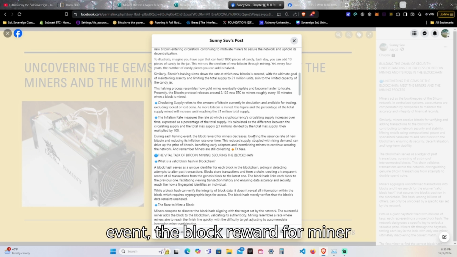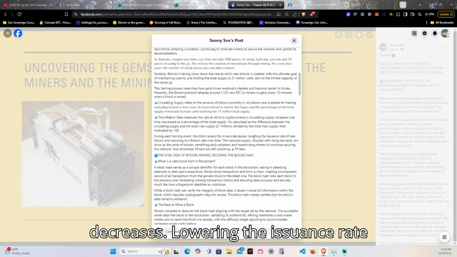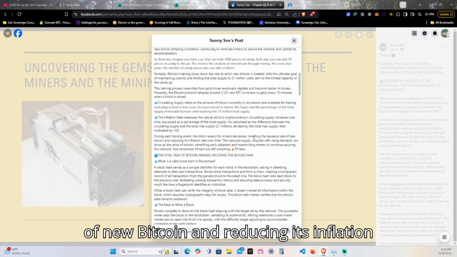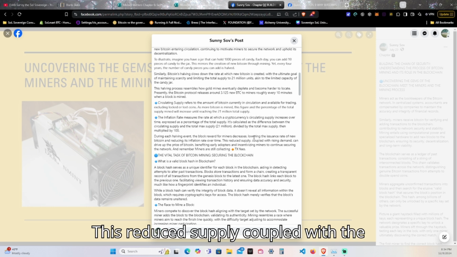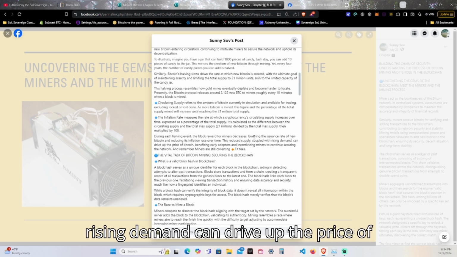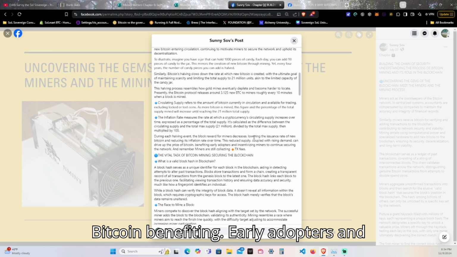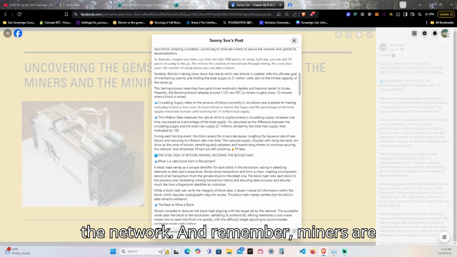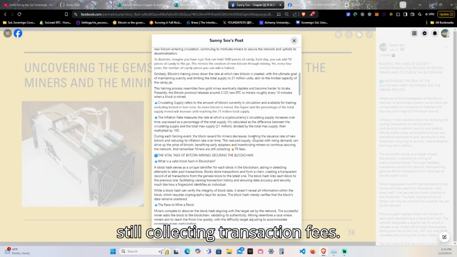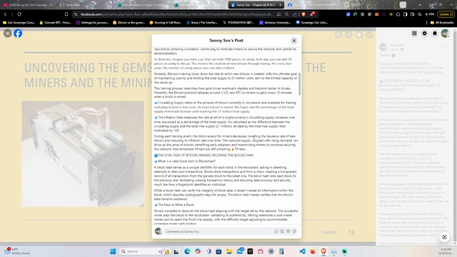During each halving event, the block reward for miners decreases, lowering the issuance rate of new Bitcoin and reducing its inflation rate over time. This reduced supply, coupled with rising demand, can drive up the price of Bitcoin, benefiting early adopters and incentivizing miners to continue securing the network. And remember, miners are still collecting transaction fees.